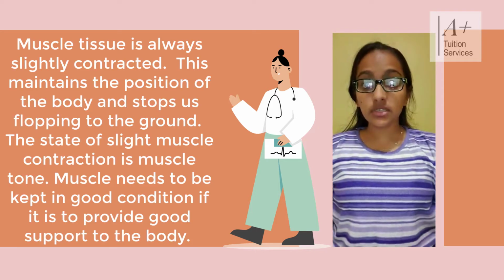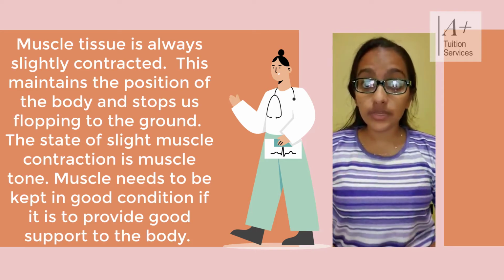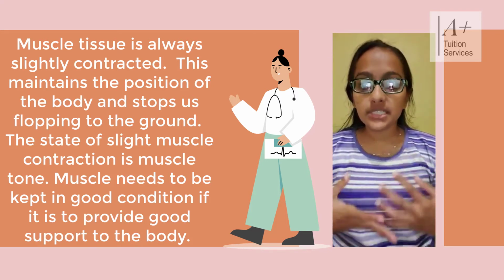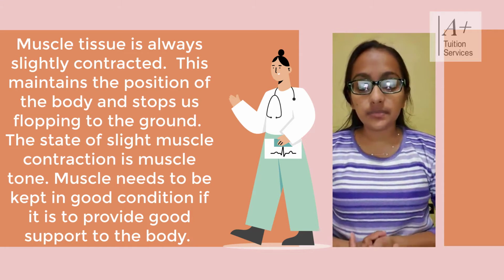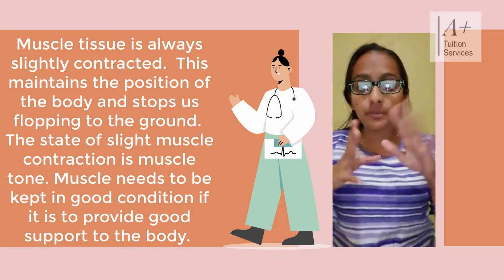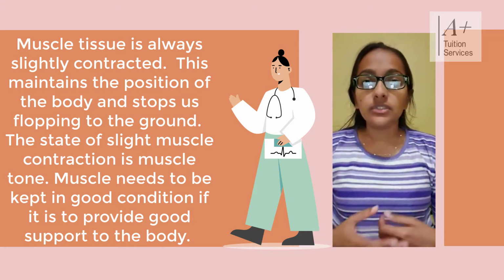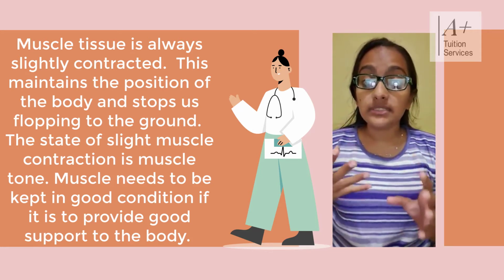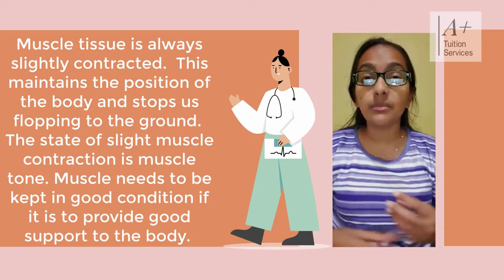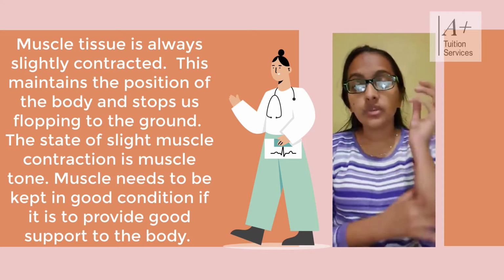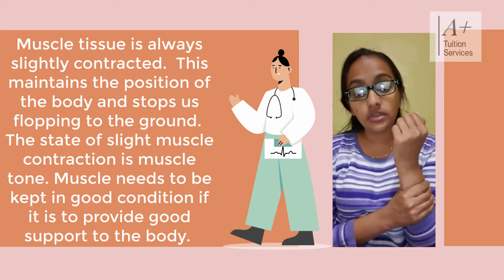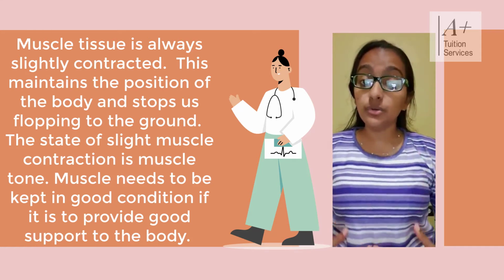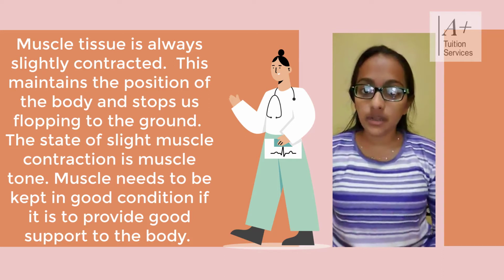Muscle tissue is always slightly contracted, and this maintains the position of the body and stops us from becoming floppy or paralyzed. This slight contraction that muscle always maintains is known as muscle tone. So your muscle must have muscle tone in order to hold your body upright. If you lose muscle tone, your body becomes paralyzed.